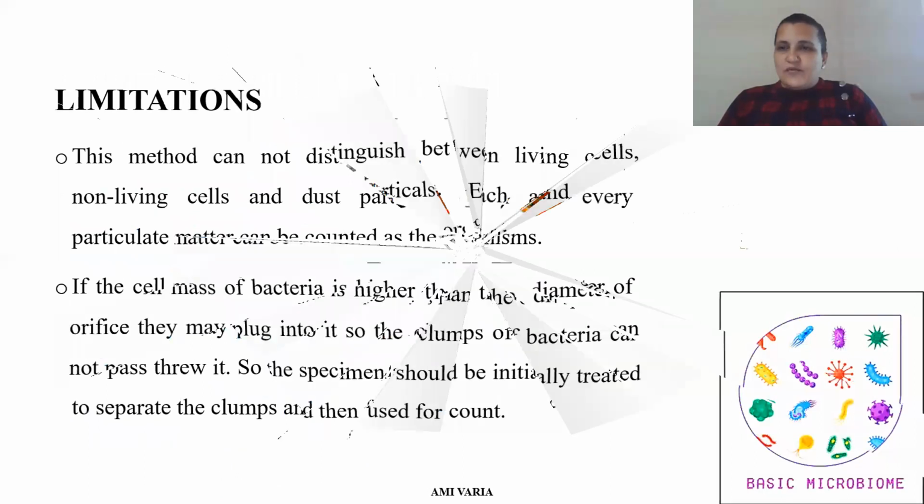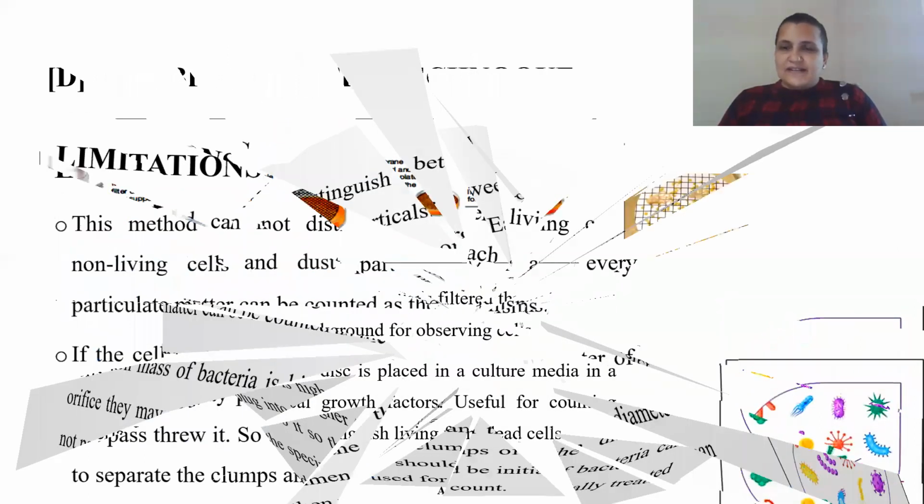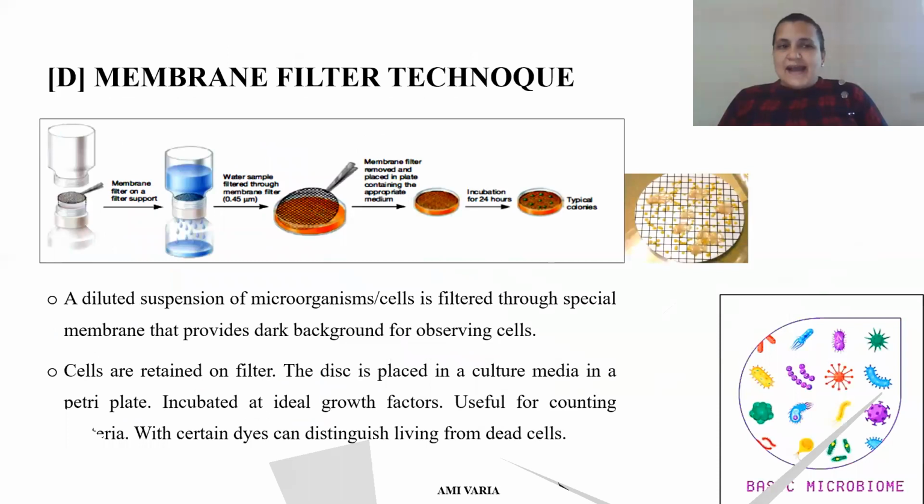Limitations I have mentioned in the discussion. The last method of cell number measurement is the membrane filtration technique. This method is generally used when the cell numbers present in our specimen are in ppm, parts per million, in a very few amount. At that time, this type of method is used.